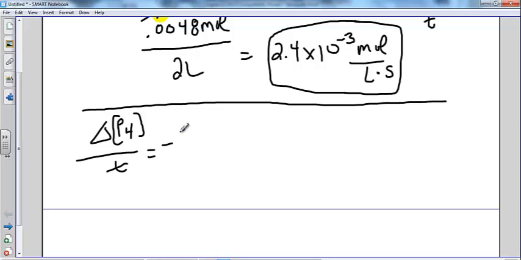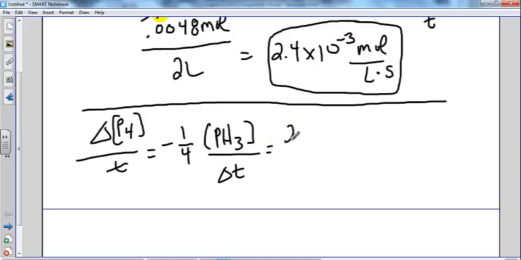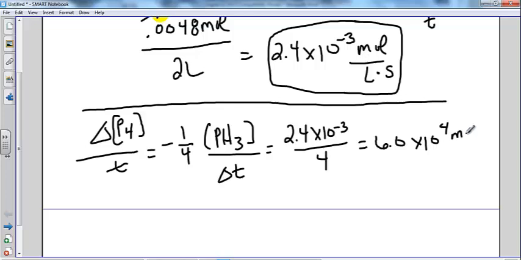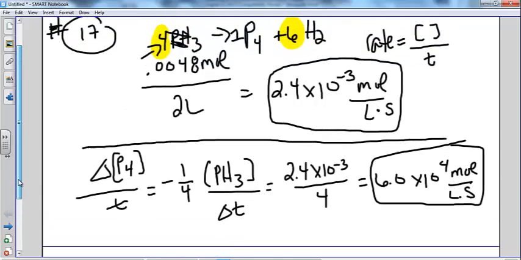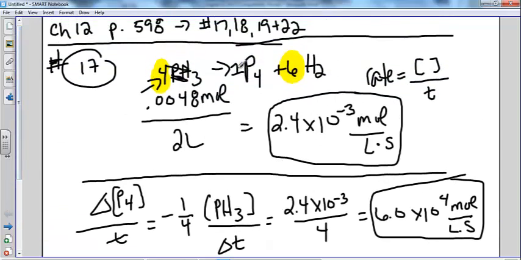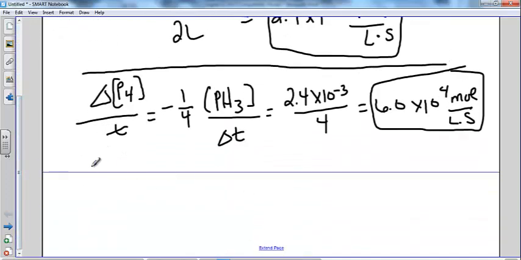Okay, you've got negative 1/4 of our concentration of our reactant. We've got it over delta T, which is going to be seconds. Okay, so in essence what we're going to do is take our 2.4 times 10 to the negative third. We're going to divide it by 4, and that's going to give us 6.0 times 10 to the negative fourth moles over liters times seconds. Okay, so that's my production rate for the phosphorus. Again, where did I get that from? Well, that's because I'm only going to generate 1 phosphorus for every 4 reactant moles that I have.